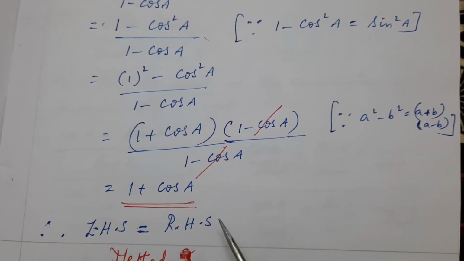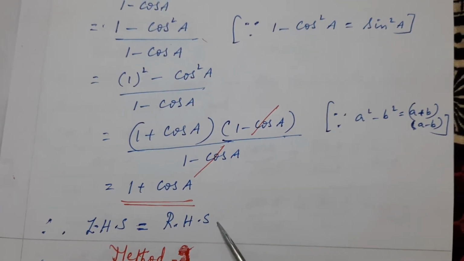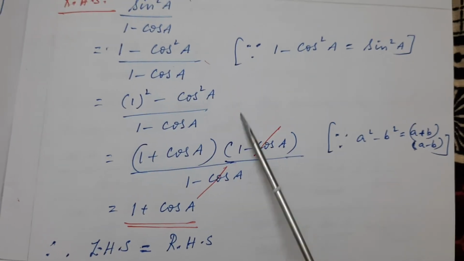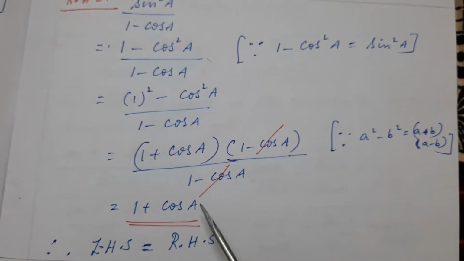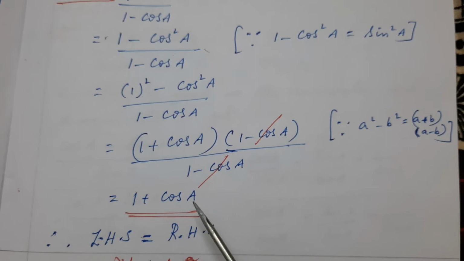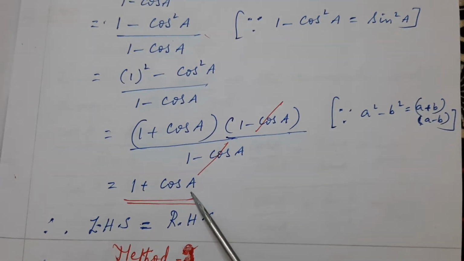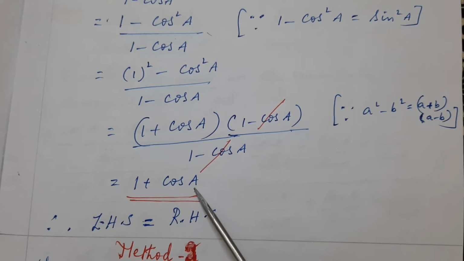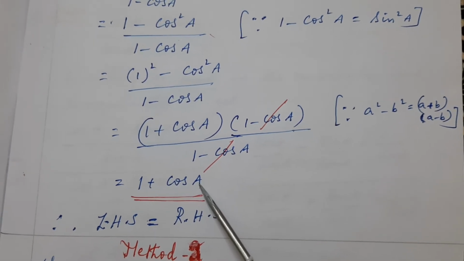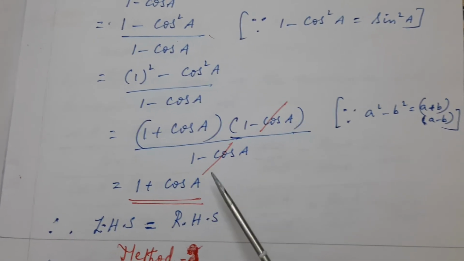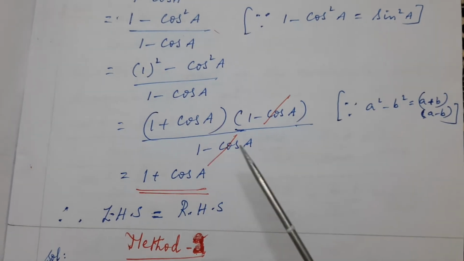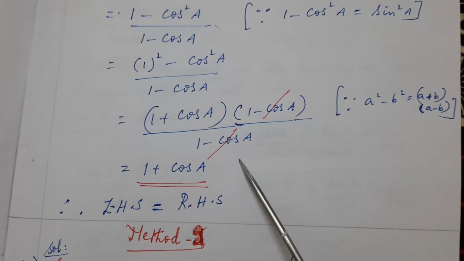So left hand side and right hand side are equal. Or else this right hand side you can take and prove till 1 plus cos A. Then again we can proceed. This cos A can be written as 1 by secant A. So you get secant A plus 1 by secant A, which is nothing but left hand side. This is also one method to do, taking right hand side and proving to left hand side.